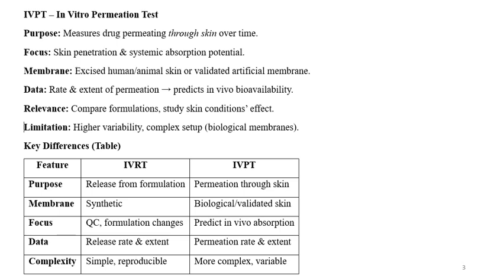Now we'll see the key differences between IVRT and IVPT. The IVRT purpose is to test the release from the formulation, while the IVPT purpose is to study the permeation through the skin. The membranes used in IVRT are generally synthetic, while for IVPT, biological or validated skin membranes are used. IVRT is a quality control test, and it detects formulation changes. It is used for formulation optimization before the IVPT, while IVPT is to predict in vivo absorption.